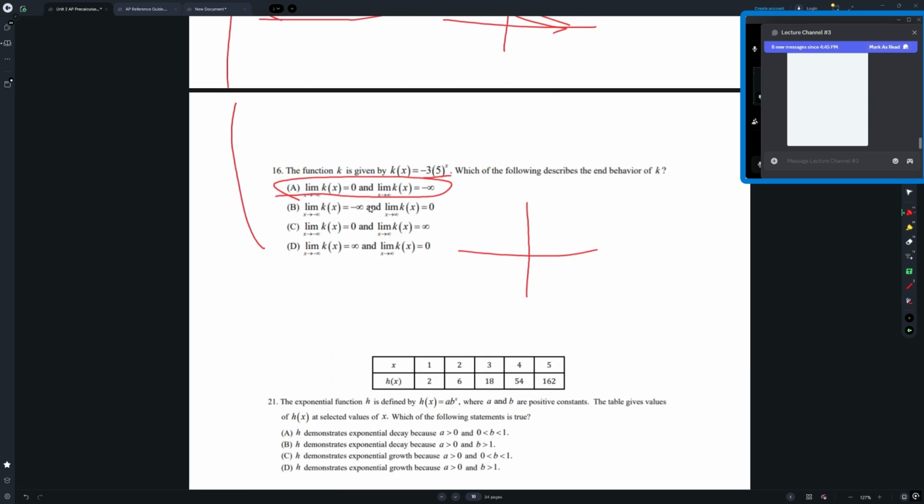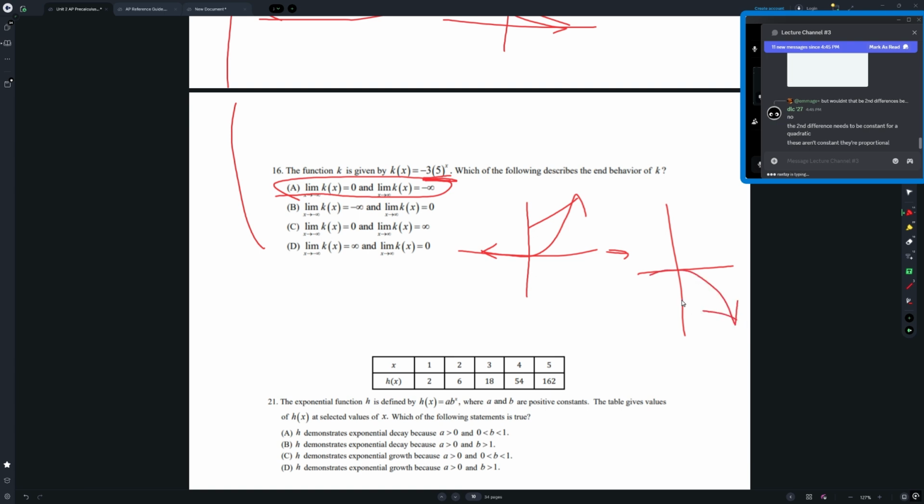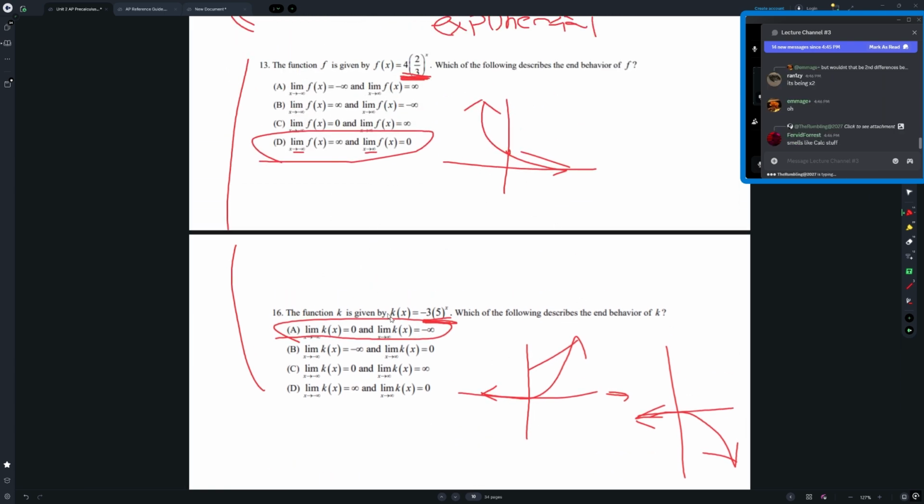For this one, you first graph it without the vertical flip. So the 5 of x would go up like this, and then after the flip, it would flip downwards, which means it's going like this. Which means as it's going to negative infinity, it's going to 0, and as infinity, it goes to negative infinity. Do these two make sense to you?